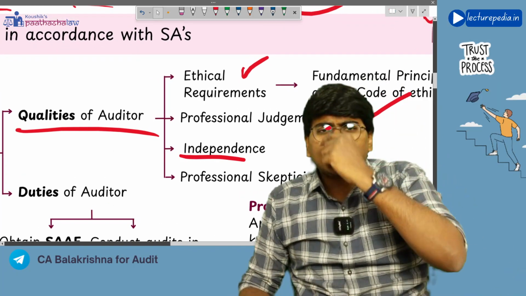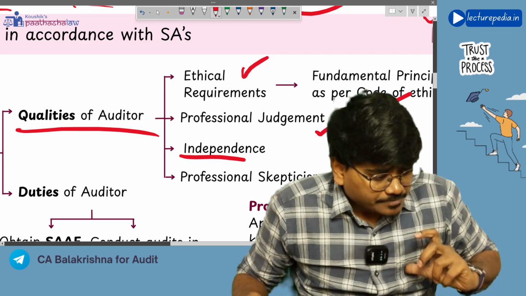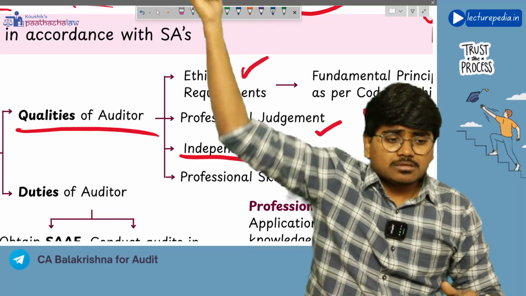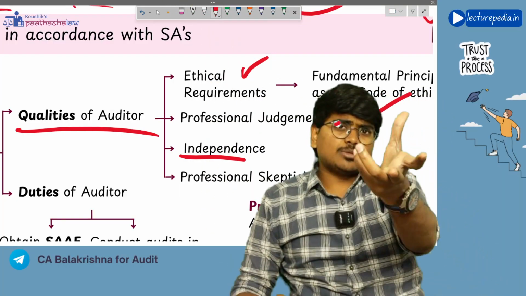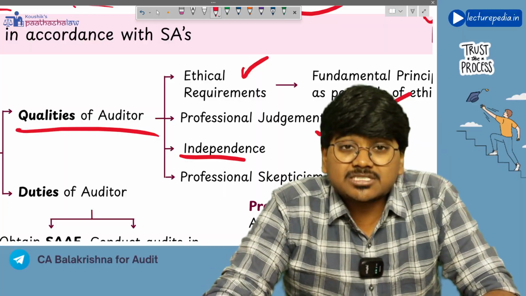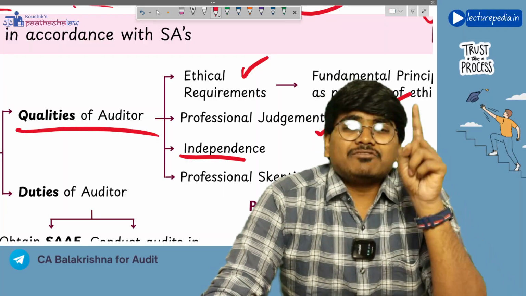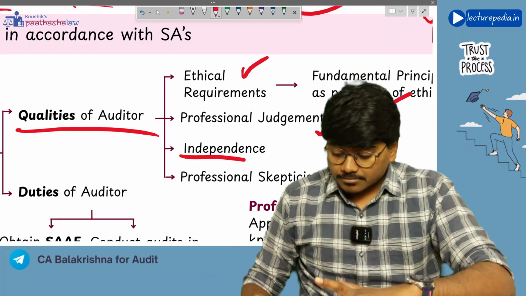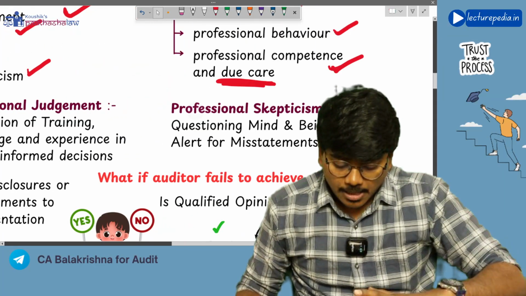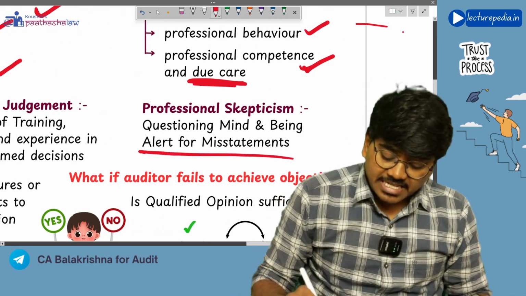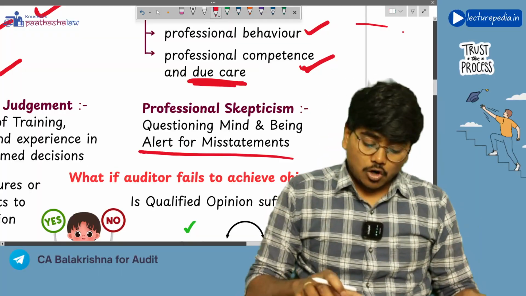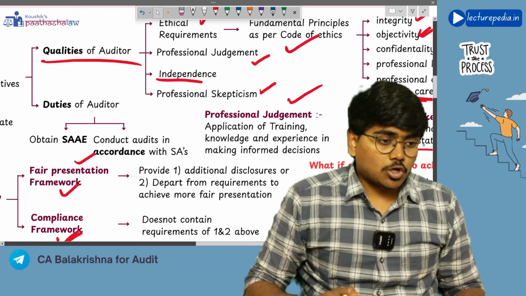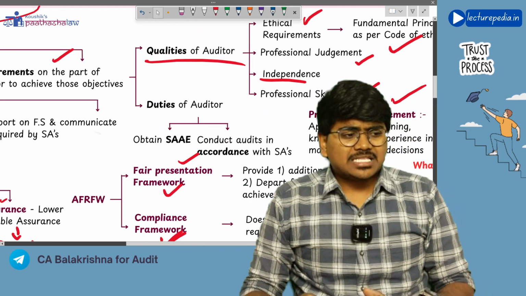Next, independence. We have already discussed what is meant by independence. Your decisions should not be biased. You should not get influenced by any third party. Next, professional skepticism. What is meant by professional skepticism? Professional skepticism means having a questioning mind. You have to question everything during the audit, and you should also be alert for any misstatements that you might find during the audit. So this is professional skepticism and professional judgment. Got it?